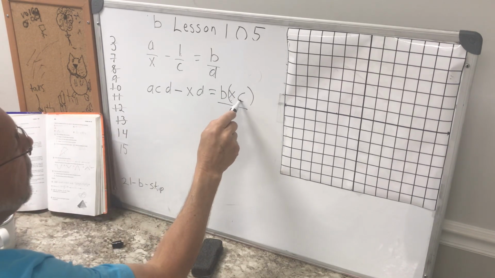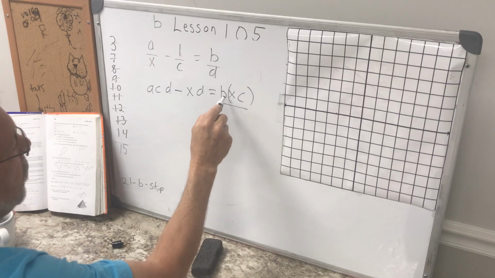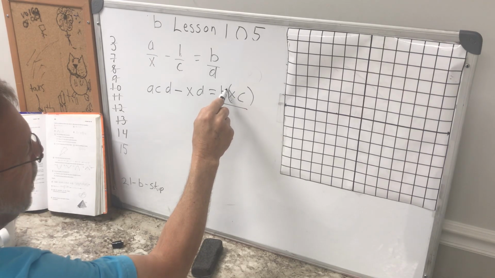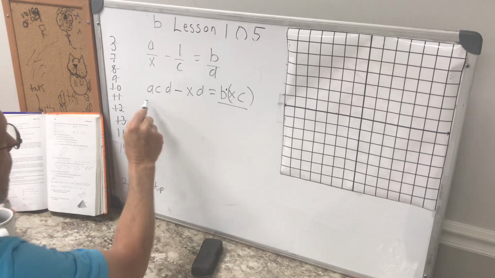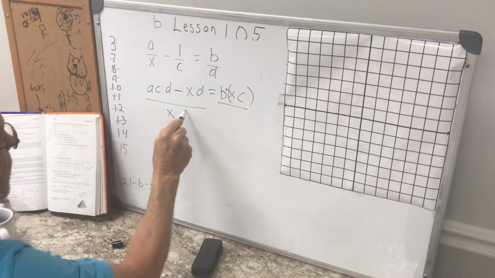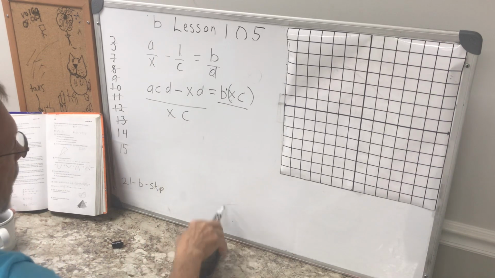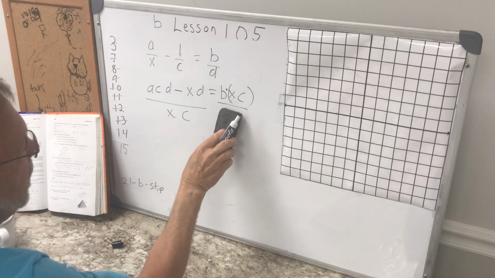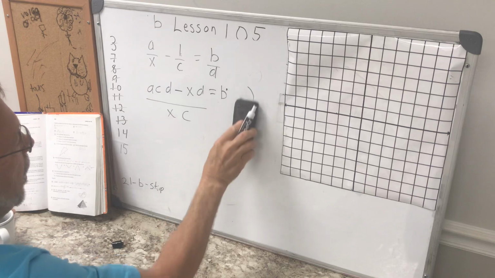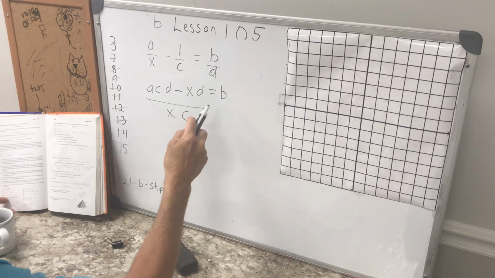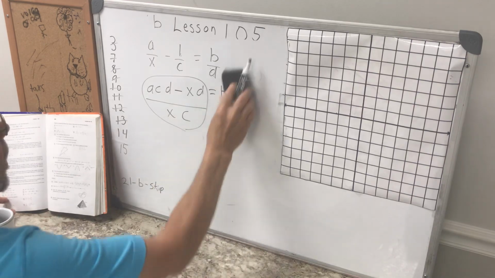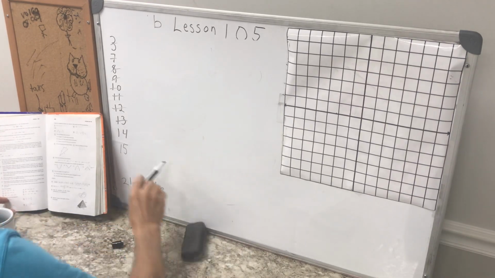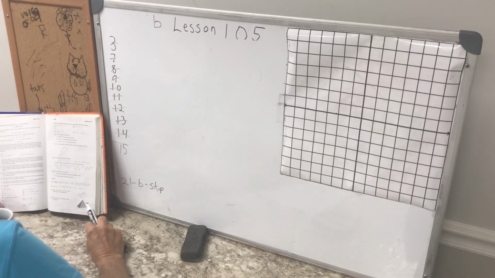How do we get rid of the XC? Remember, this is beside it, so this is like a multiplication. To get rid of it, we divide. So we're going to put that divided by this XC. Now we have gotten rid of the XC. You following what we've done? Now B stands alone. We've solved for B. This is what B is. That's number 14.